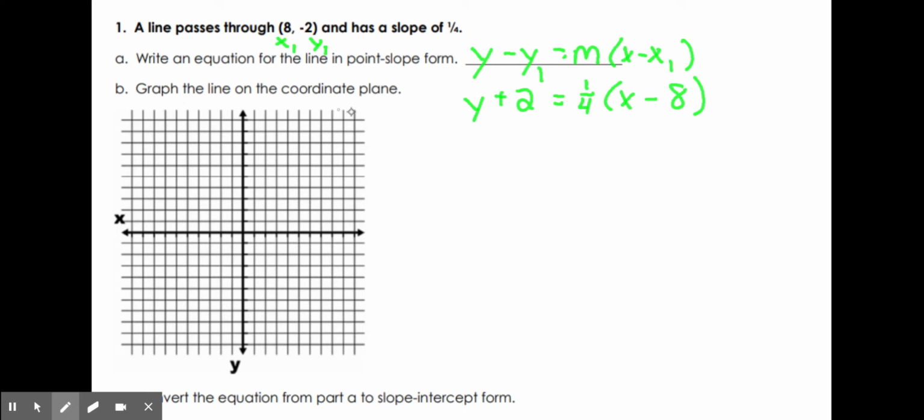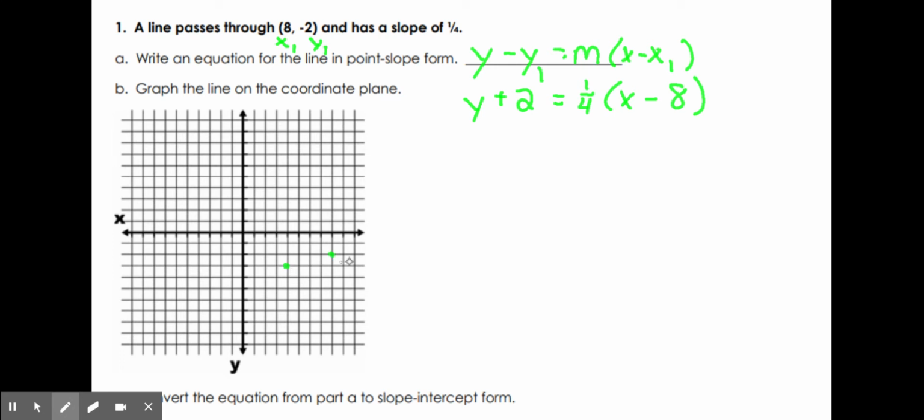Next, it says to graph the line. So we know that we need to graph the point first, right? So it goes through the point 8, negative 2. So 1, 2, 3, 4, 5, 6, 7, 8, down 2. So it has this point right here, and it has a slope of 1/4. So notice I don't have room to go up 1 and right 4. So I'm going to have to reverse that. I'm going to go down 1 and left 4. 1, 2, 3, 4.